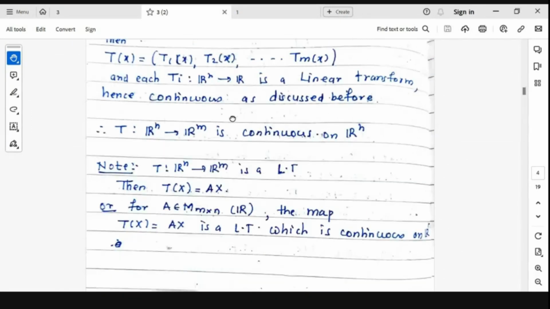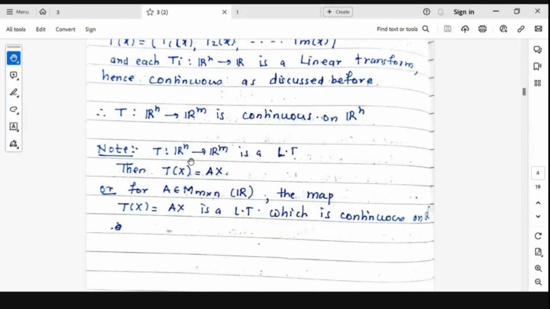Now there is something I wanted to note over here. Every linear transform from Rn to Rm is of the form T(x) = Ax, where A is a matrix of order m cross n. In linear algebra, we have seen how to evaluate this particular matrix. And we know that every map of the type Ax is nothing but a linear transformation. So they are continuous maps. This will be useful in future. So let us keep this result in our mind and proceed ahead.